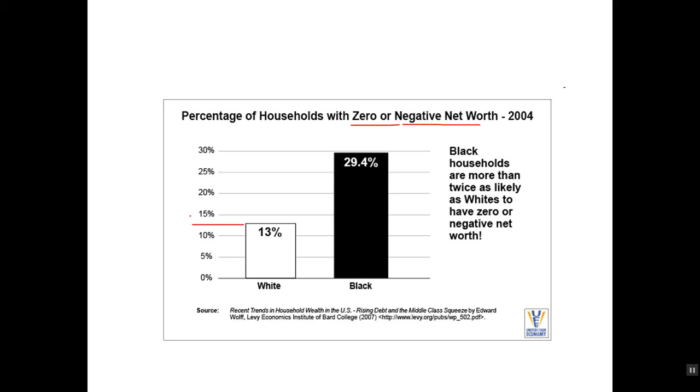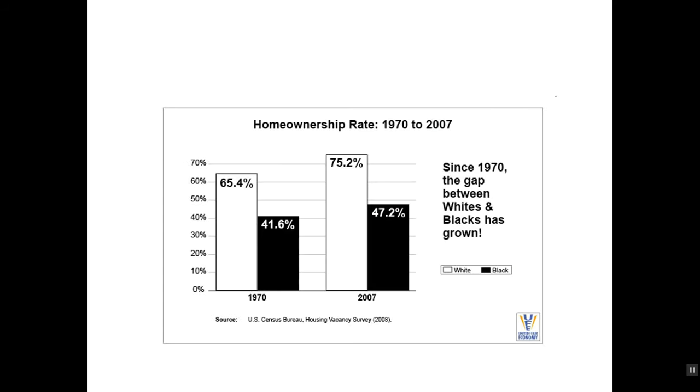And 13% of the white families in 2004 had zero or negative worth, but a third, 30%, of black households had zero or negative worth. So again, we see the results of the systemic racism, the systemic economic racism, in that black families are at a greater disadvantage than white families.